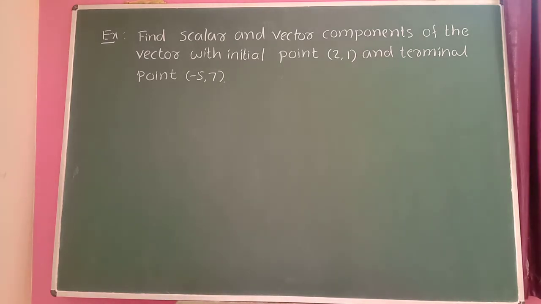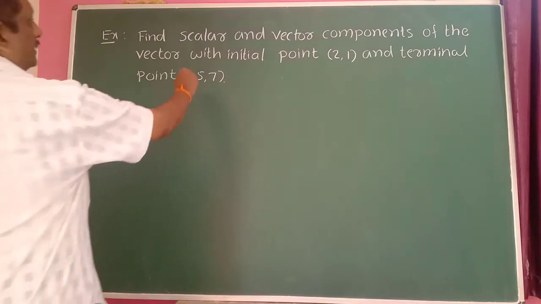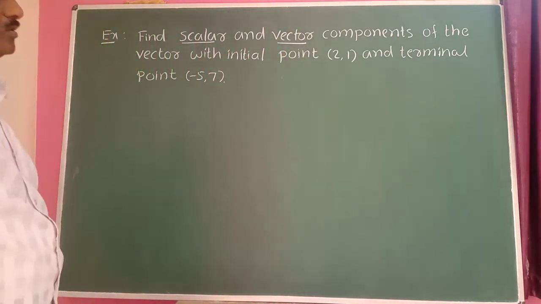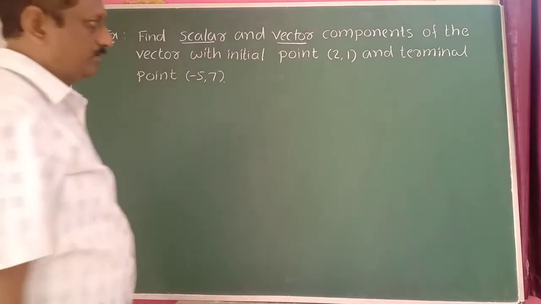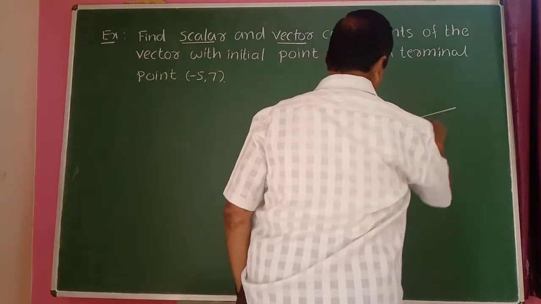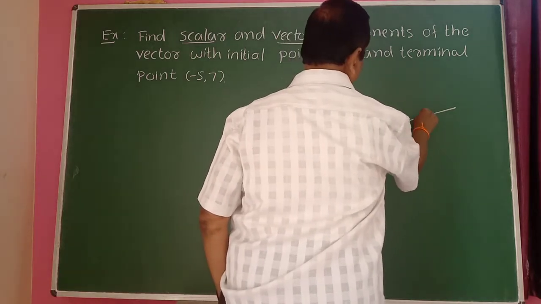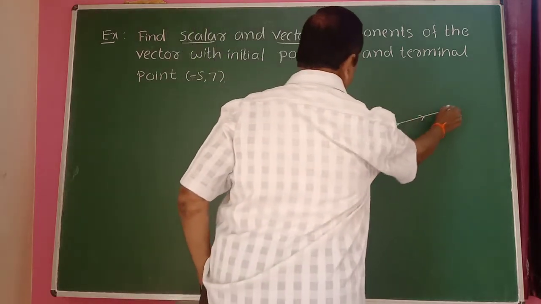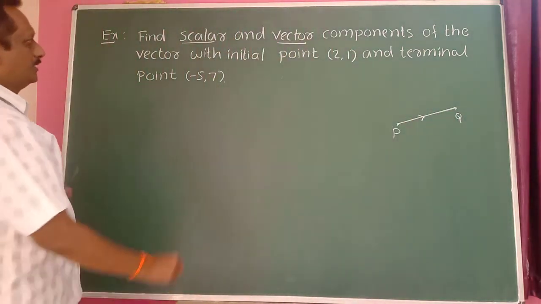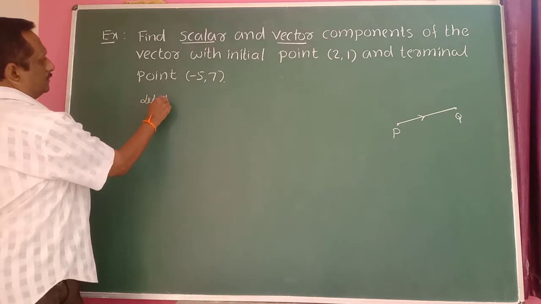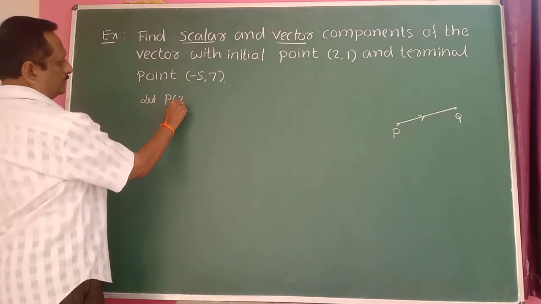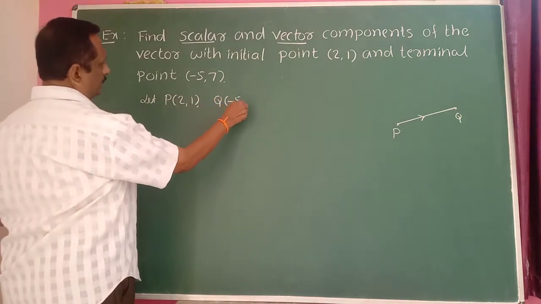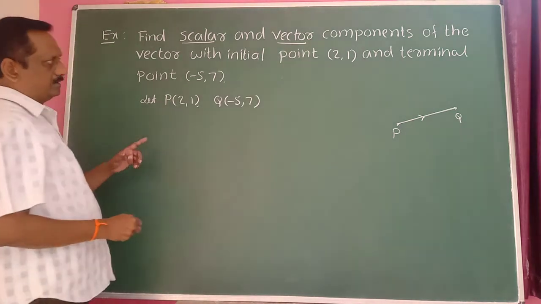So in this example, find the scalar and vector components of the vector with the initial point at (2, 1) and terminal point (-5, 7). Here there is one vector. P is the initial point, and Q is the terminal point. Then first find PQ. Let us consider the point P (2, 1) as the initial point, and Q (-5, 7) as the terminal point.